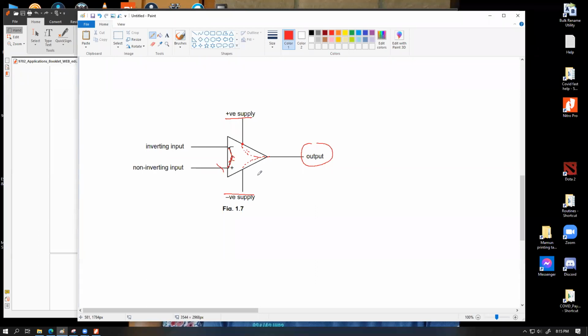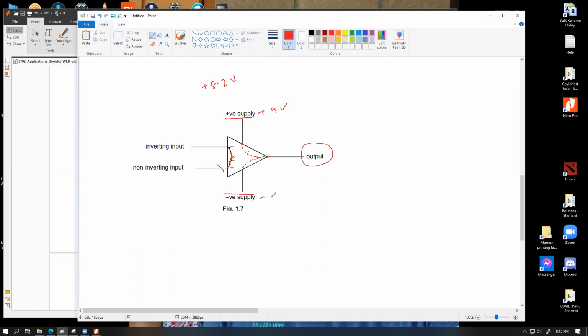What I mean is this. Let me use an opposite version of the explanation. Let's say by some mathematical calculation, we find out that the output of an op-amp is going to be, let's say, plus 8.2 volt. Let's say this is the value that we have calculated. Now the supply is, let's say, plus minus 9 volts.